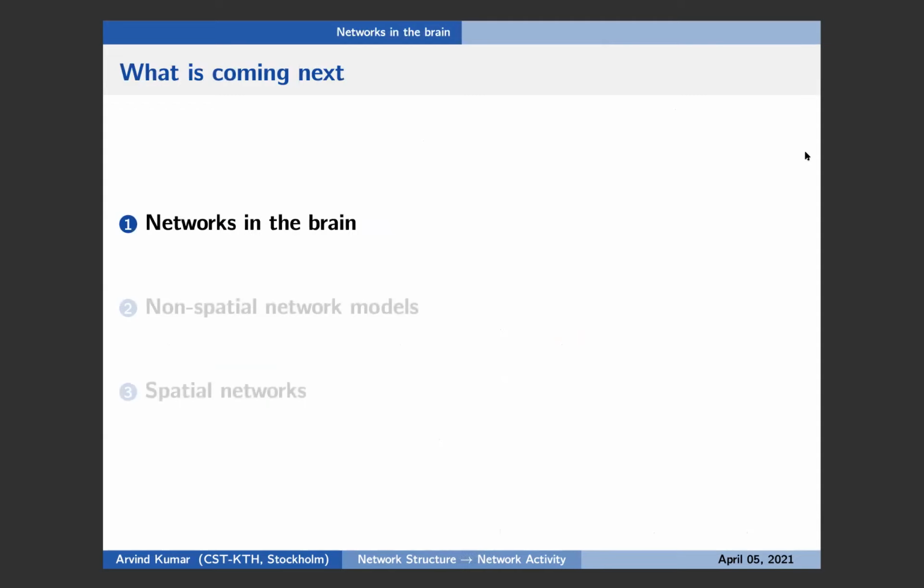The plan is that I'm going to review the known data about the connectivity of neurons at different spatial scales. Then we will delve briefly into non-spatial models of the brain connectivity, and finally go into spatial networks and briefly touch upon heterogeneity of neurons as well.